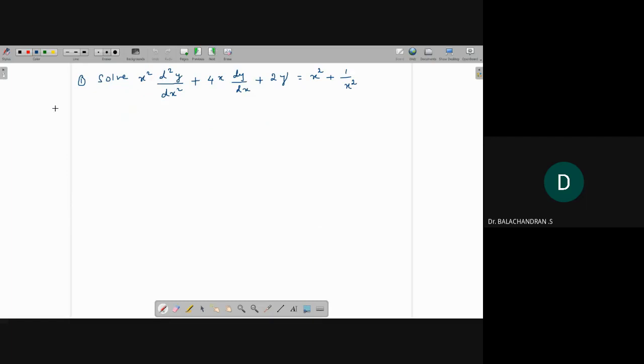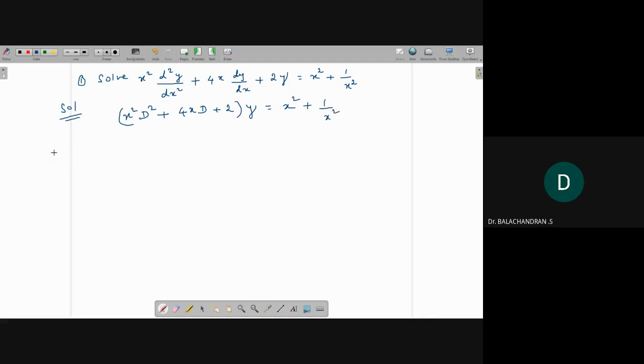The first problem. Solve x square d square y by dx square plus 4x dy by dx plus 2y equal to x square plus 1 by x square. Now the solution. It is better to write it like this: x square D square plus 4x D plus 2, into y, equal to x square plus 1 by x square.